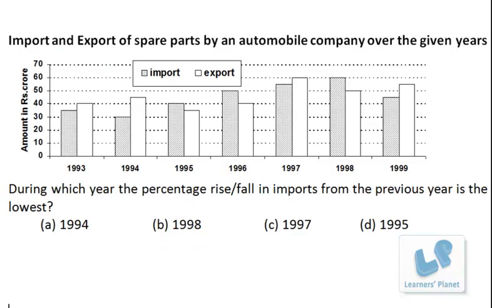Now let's take up this first set of questions. Here we are given a bar diagram, showing import and export of spare parts by an automobile company over the given years, right? The amount is given in rupees, and year-wise graphs are given of import and export of automobile parts, right? So first of all, just see the graph carefully and read the questions.